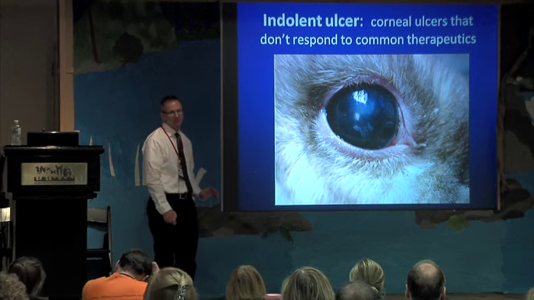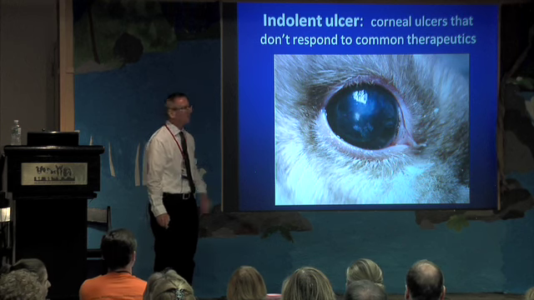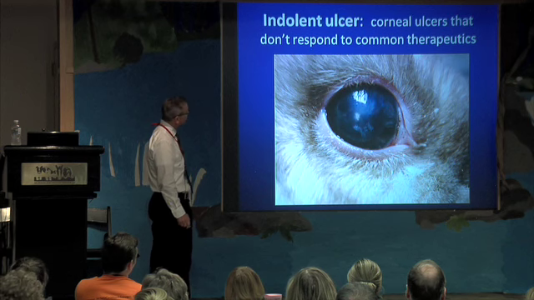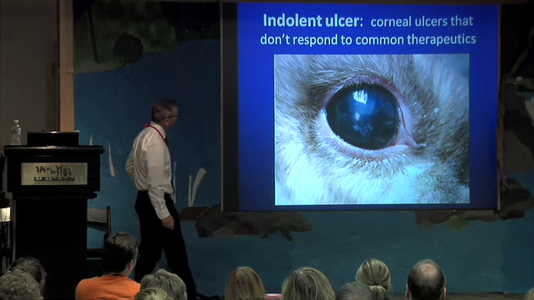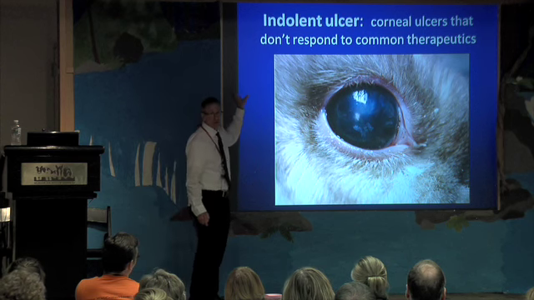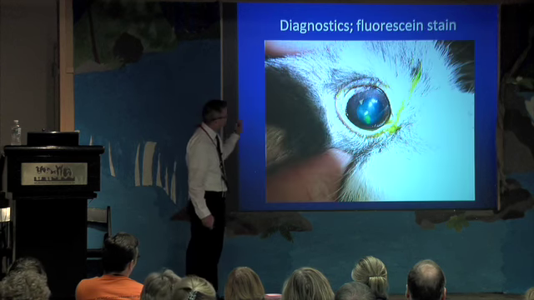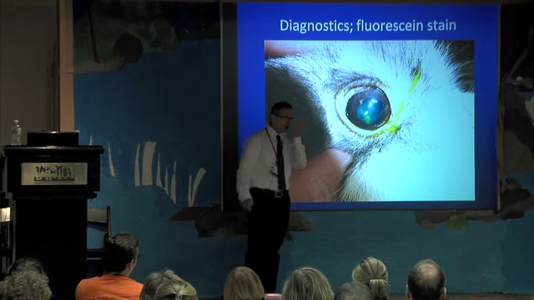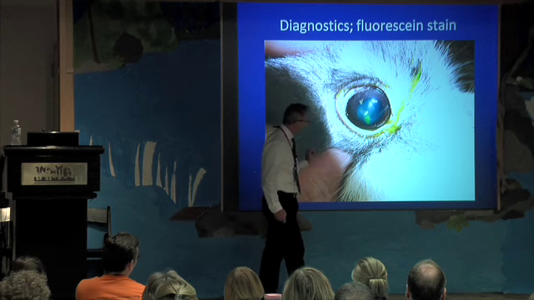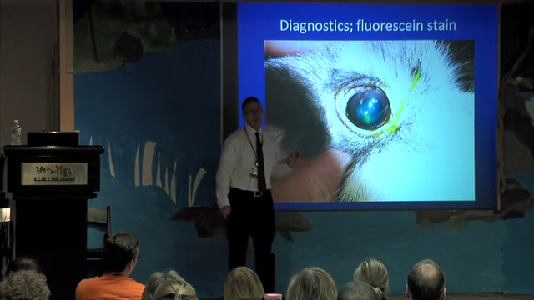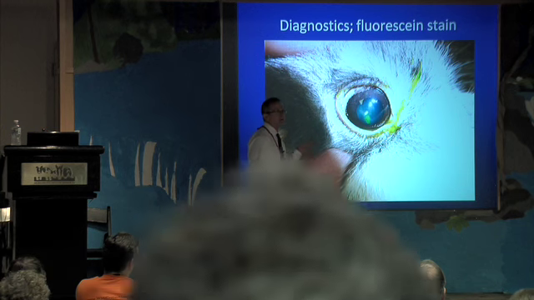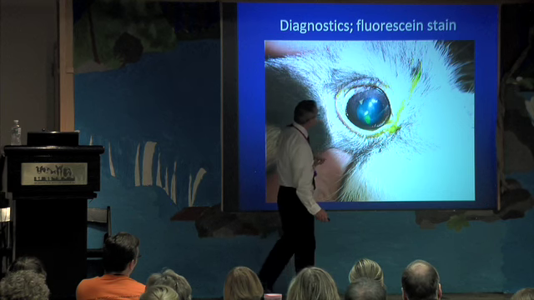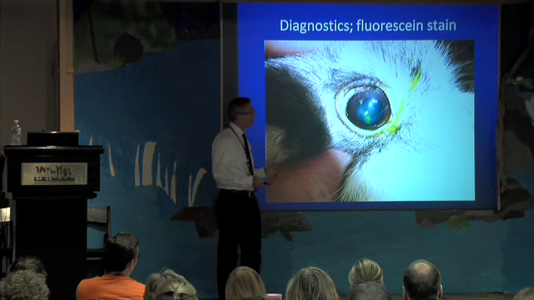Well, I'm running out of time. Okay. Indolent ulcers. Let me just talk about this. Corneal ulcers that don't respond to common antibiotics. That's what an indolent ulcer is. So we diagnose an ulcer on the eye and the cornea by staining it, and when anything interrupts the superficial surface of the cornea, that stain will stick to it. Sometimes we treat these with antibiotics, sometimes anti-inflammatories, and something to reduce pain. And we reassess them to see if they've healed.